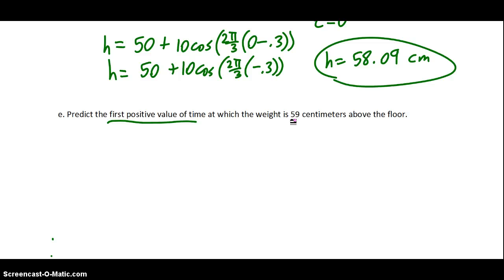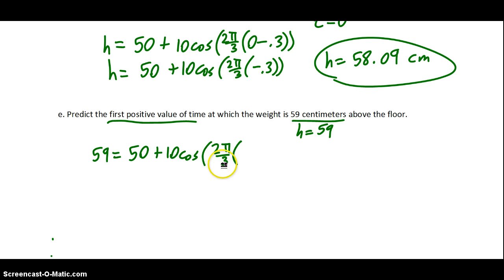But that's beyond us. For now, we want to know when the height is 59 centimeters. Well, what variable corresponds to centimeters? That'd be h. They want us to know, when is h 59? So I'm going to plug in 59 equals 50 plus 10 cosine 2 pi over 3 times t minus 0.3. And we're going to find t. Start moving everything to the right.